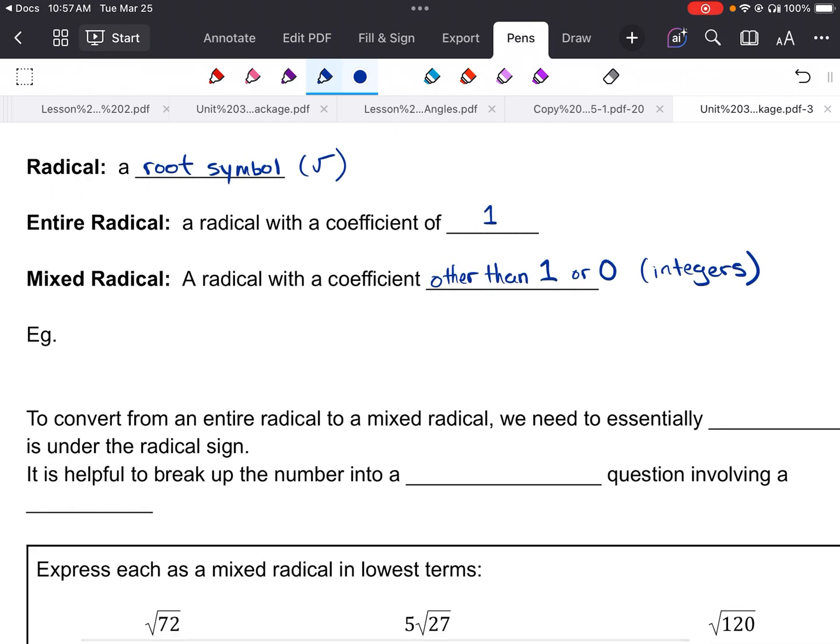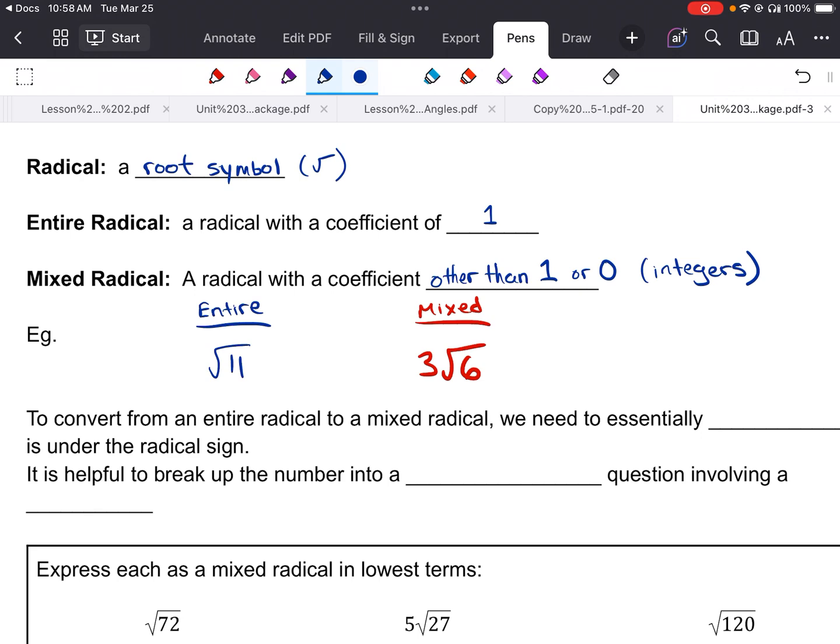Okay, an example, so an example of an entire radical would just be the root of 11. And an example of a mixed radical would look like that. So 3 in front of the root 6.